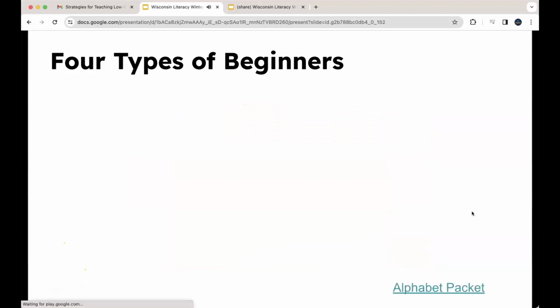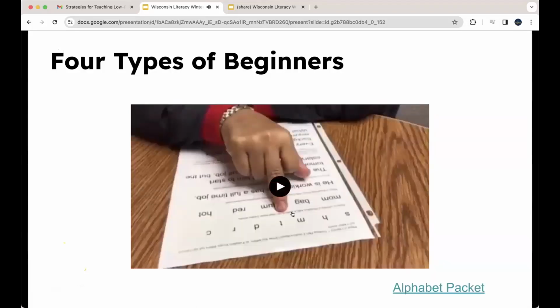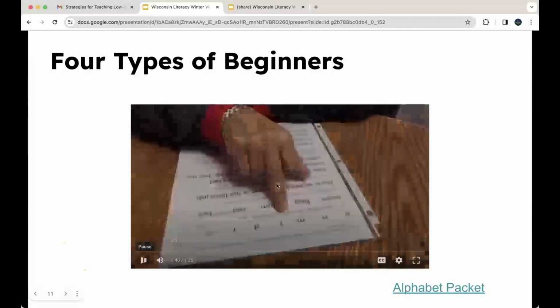She's been in class for just a short amount of time. So this is the same student with her reading some literacy samples.